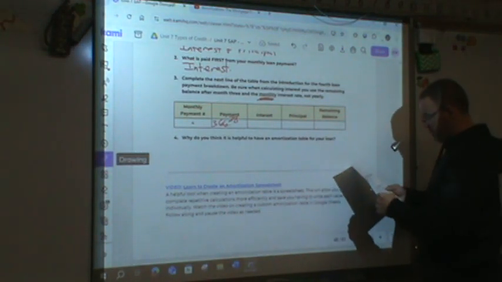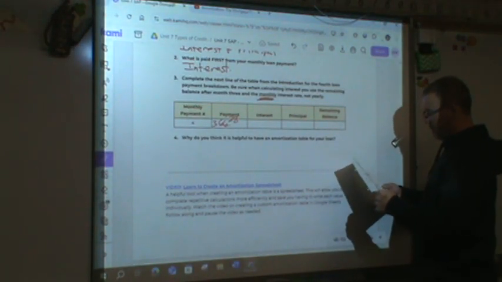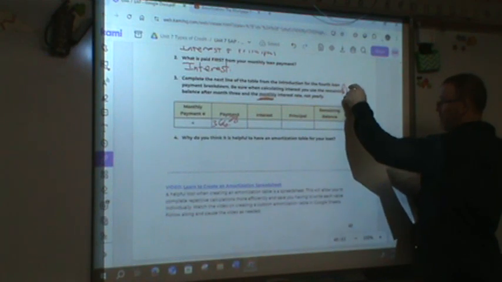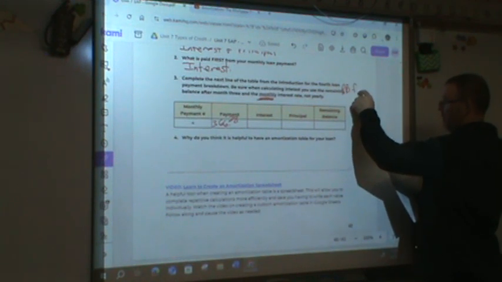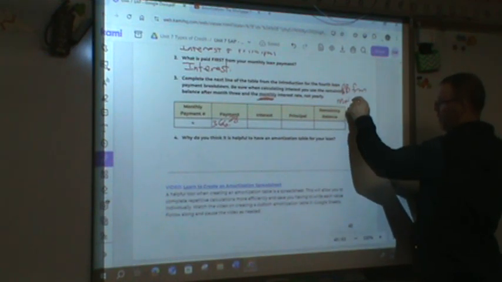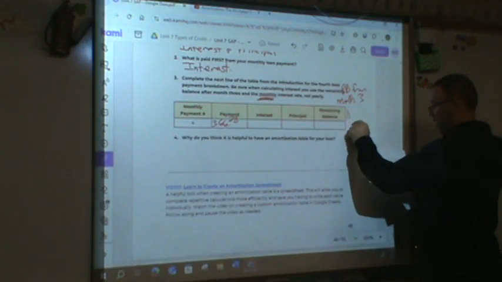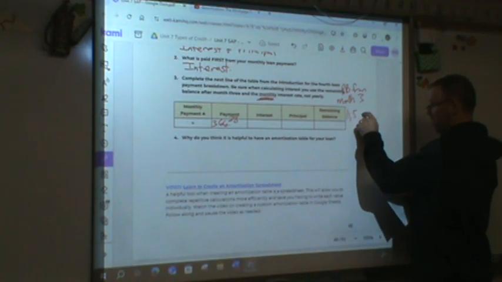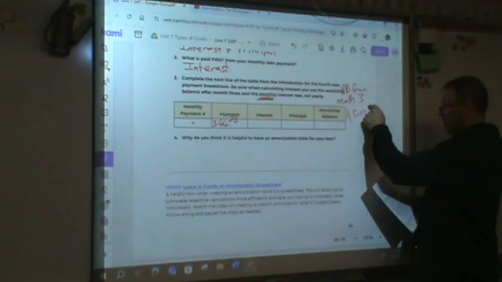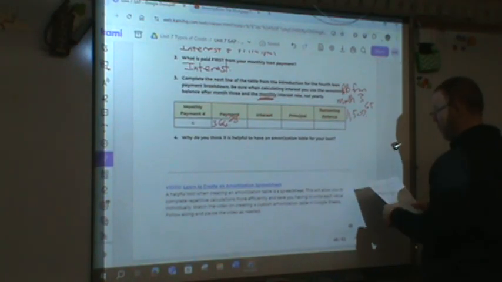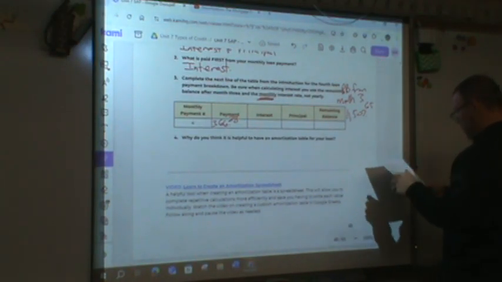Well, what is my remaining balance from month 3? So RB from month 3 is 11,507 and some change, .65. Okay, so that's my remaining balance for month 3. I'm going to need to know that.